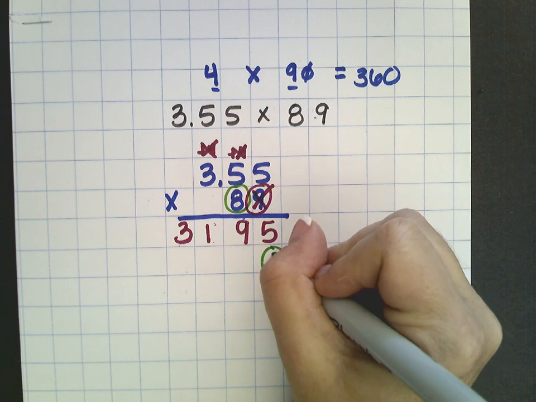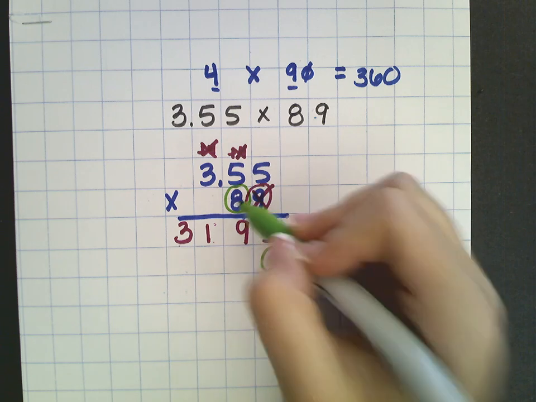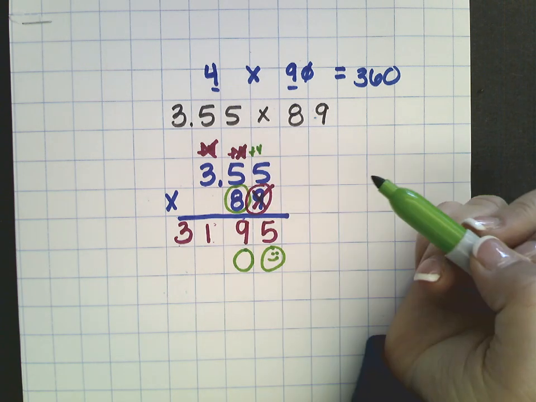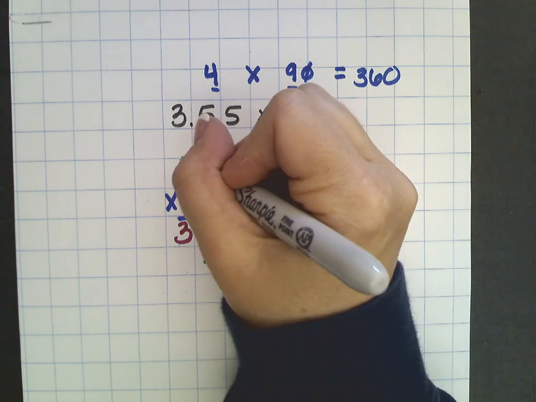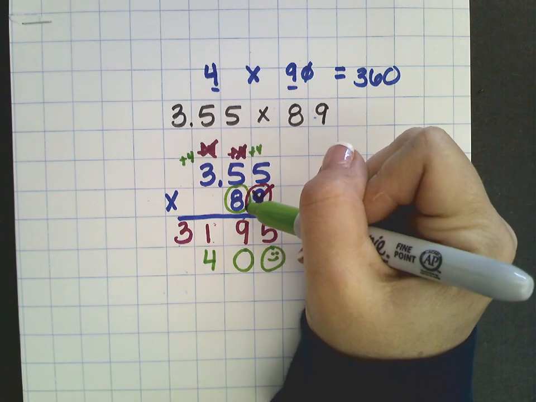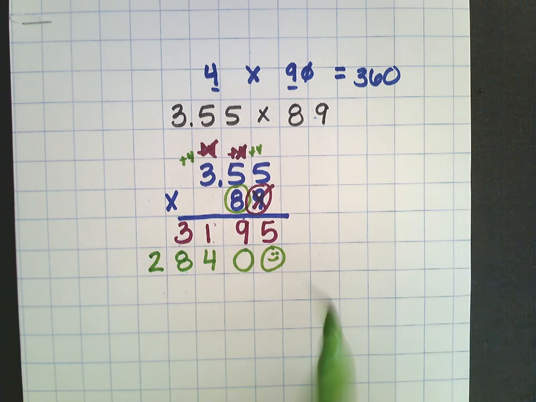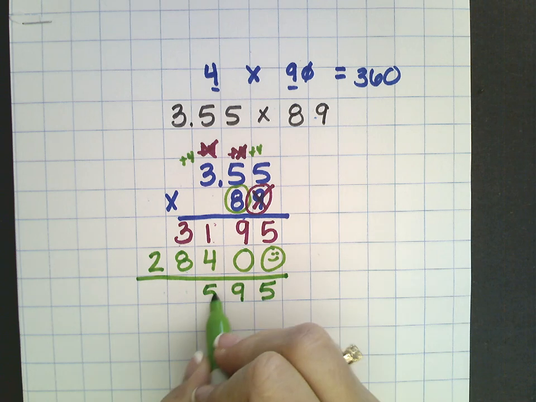I'm ready to move into the tens place. So I need to show that with a place 0, because that is not an 8, it is an 80. 5 times 8 is 40. Put down the 0, carry the 4. 5 times 8 is 40, add on 4 is 44. Carry the 4. 3 times 8 is 24, add on 4 is 28. Got my 2 partial products. I'm ready to add.